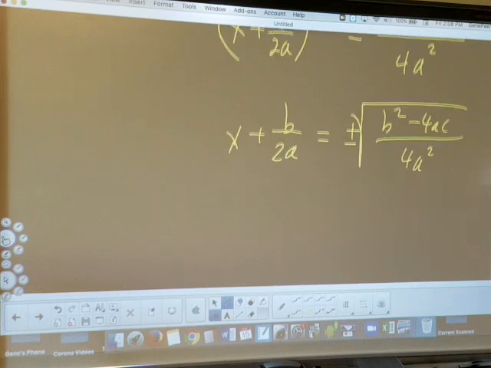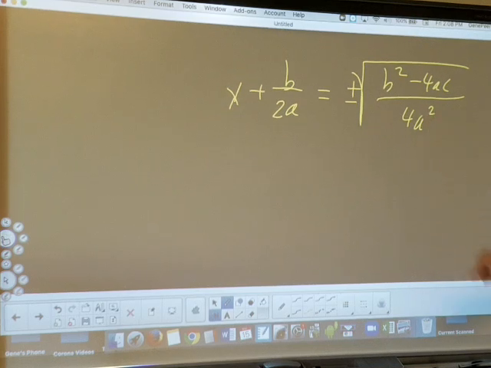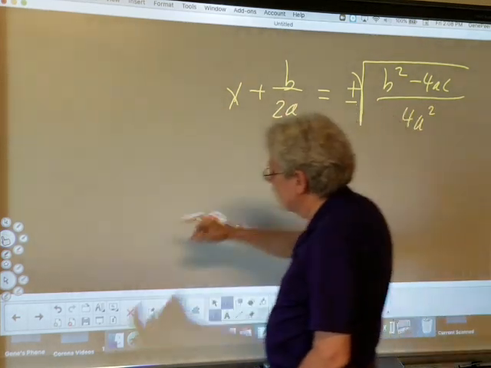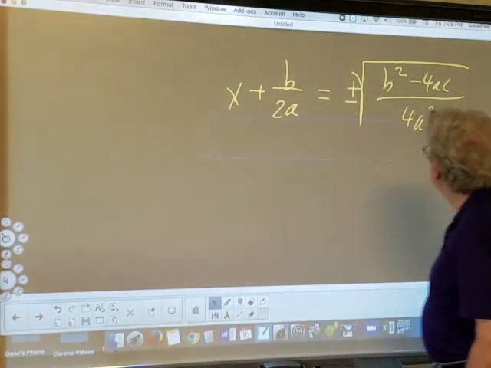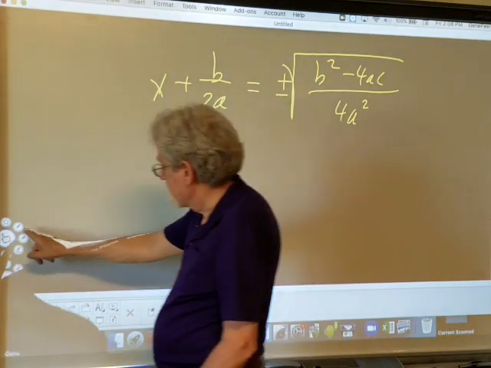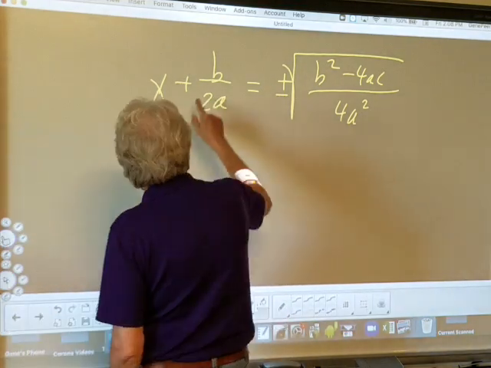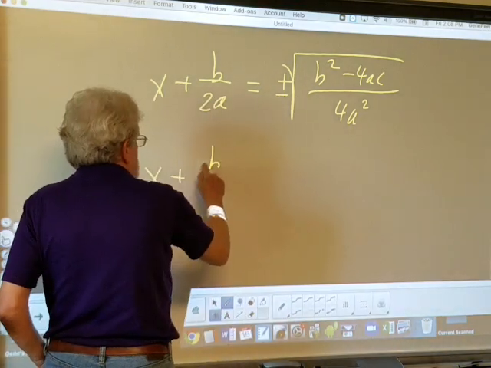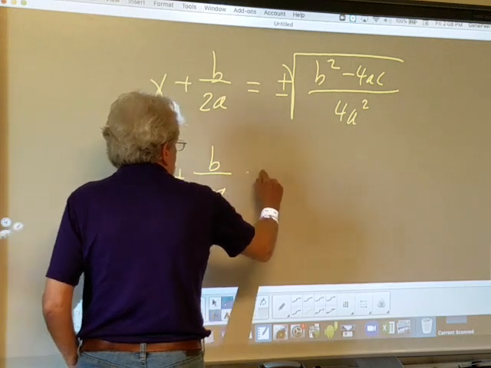Now, let's simplify this thing. Let's move it, I want to get it over toward the center of the board. There we go. All right, so let's just copy this part down. X plus b over 2a equals.